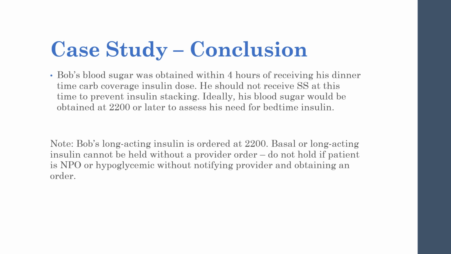Bob's blood sugar was obtained within 4 hours of receiving his dinner time carb coverage insulin dose. He should not receive sliding scale at this time to help prevent insulin stacking. Ideally, his blood sugar would be obtained at 2200 or later to assess his need for bedtime insulin.